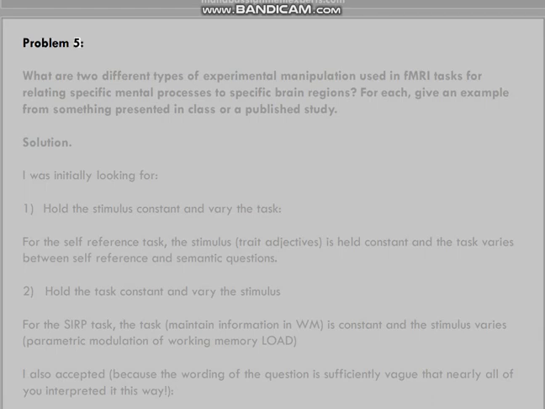Problem 5. What are two different types of experimental manipulation used in fMRI tasks for relating specific mental processes to specific brain regions? For each, give an example from something presented in class or a published study. Solution. I was initially looking for 1. Hold the stimulus constant and vary the task. For the self-reference task, the stimulus, trait adjectives, is held constant and the task varies between self-reference and semantic questions.